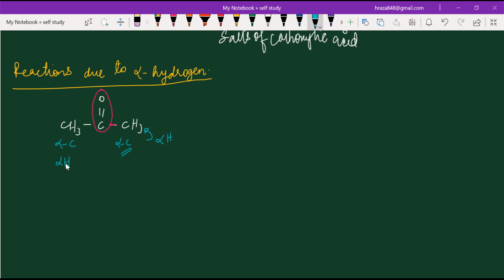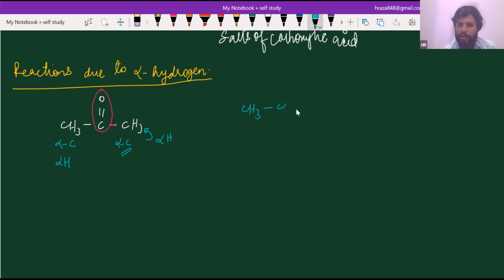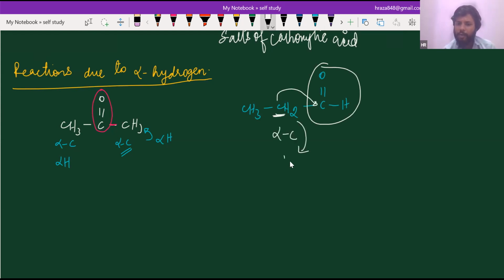Yes, sir. Like if I take an example of this CH3, CH2, and then C double bond O and then H. You can see that this is your functional group and this carbon is directly attached to the functional group. So it is the alpha carbon and these hydrogens will be known as alpha hydrogen. If you talk about this carbon, this is the second carbon after the functional group, so it will be known as beta carbon, and the hydrogen will be known as beta hydrogen.